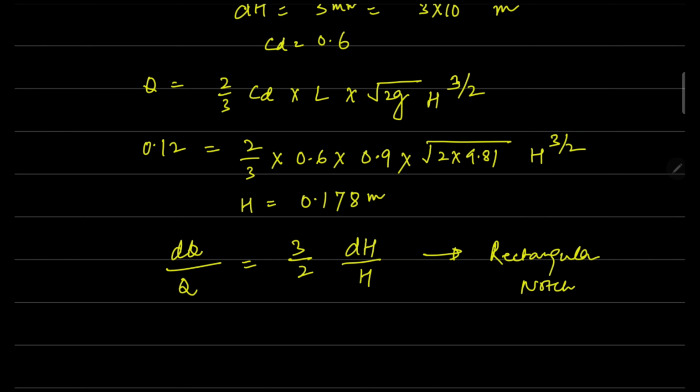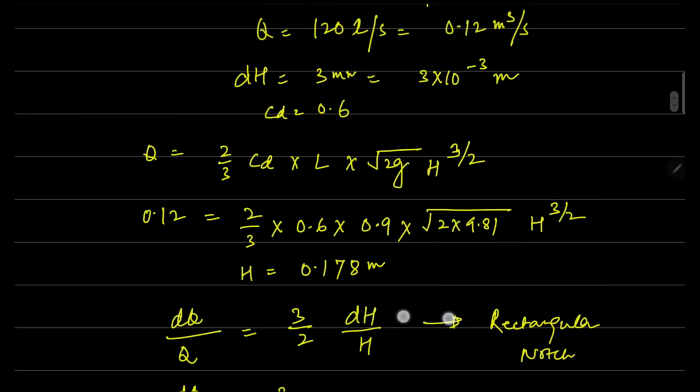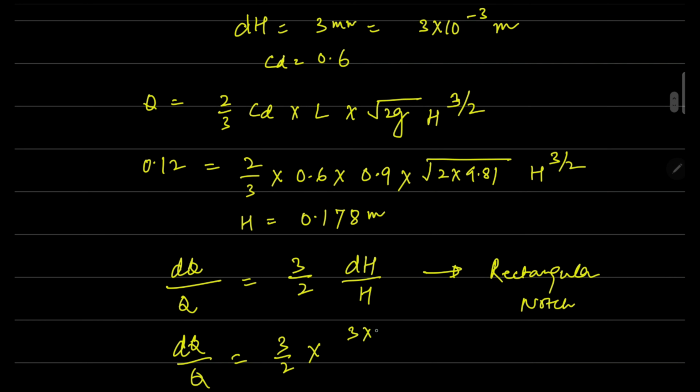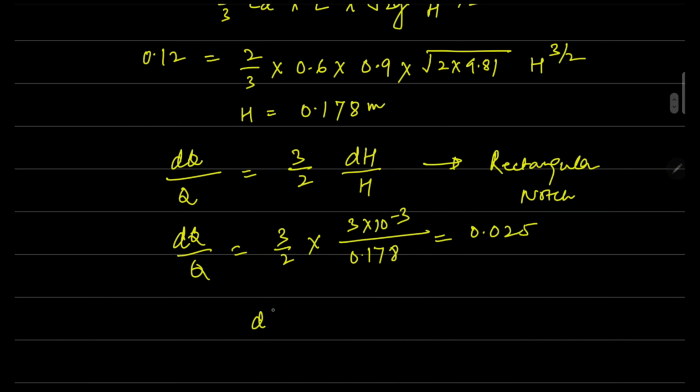Now dQ over Q will be 3 by 2 multiplied by dH. We have found this dH value is 3 into 10 to the power minus 3, divided by the H value, which is 0.178. So this is coming out to be 0.025. In percentage we can say that dQ by Q is equal to 2.5%. This is our answer.